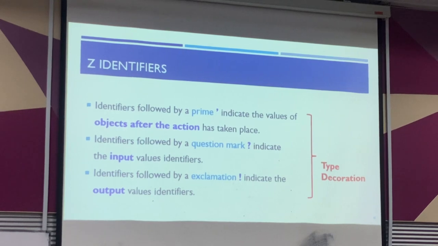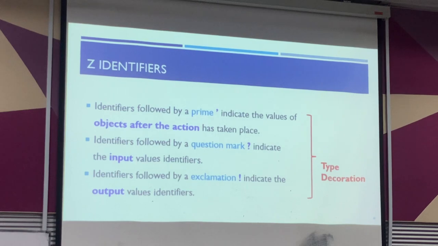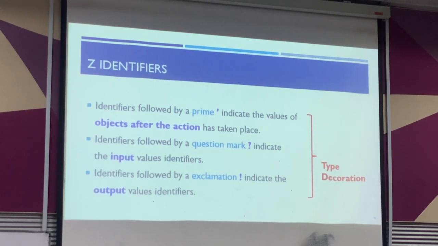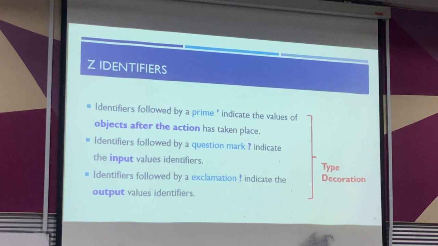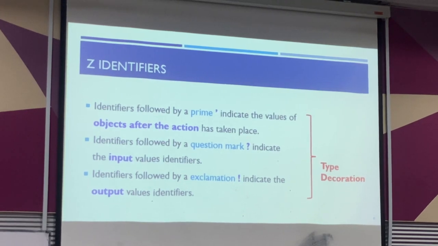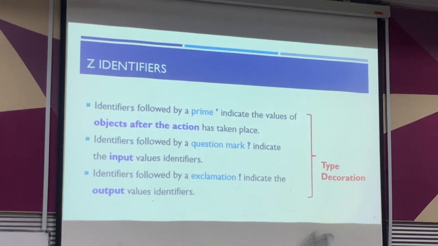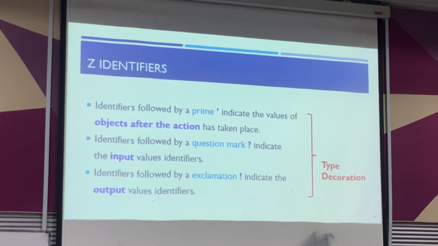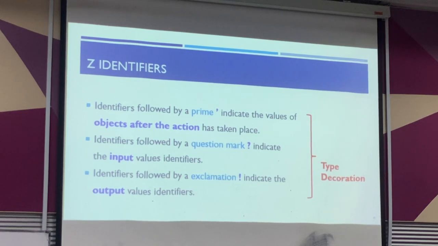If you have an exclamation mark, this is an output variable. So for example, some of you say, display the information on the screen. How to display the information? Using an exclamation mark variable. When you use an exclamation mark variable, meaning that the data will be shown to the user. So these three symbols are special symbols used with our identifier to show something else.